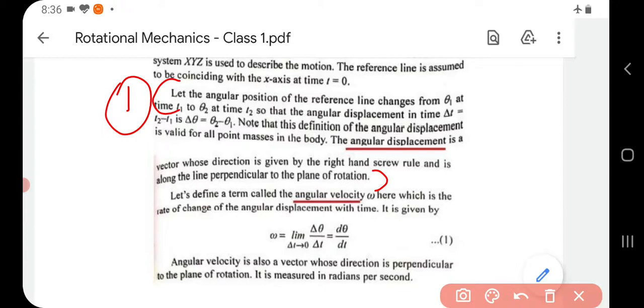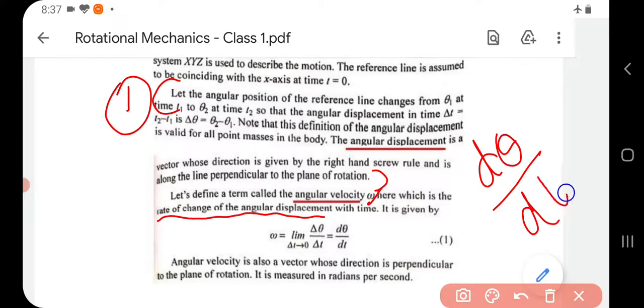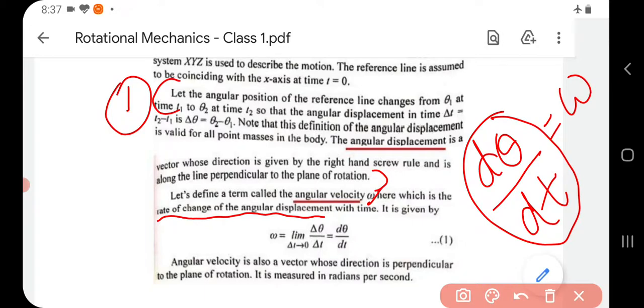Next, let us learn about angular velocity. Angular velocity is denoted by the letter omega and it is defined as the rate of change of angular displacement with time. Just now we have discussed angular displacement, right? Now the rate of change of angular displacement with time, that is d theta by dt, will be your angular velocity omega. And here you can apply the limit also. Limit delta t tending to 0, delta theta by delta t will give you d theta by dt.